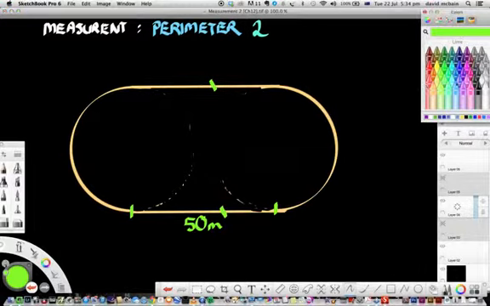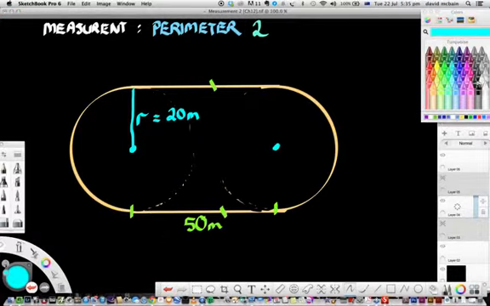Now the other thing I'm going to put in is the radius of this circle. So I'm going to draw a dot in the center. Now this one, remember these circles are the same, so I'll put a dot there as well, and I'll mark that distance as the radius of the circle, and that equals 20 meters. Yep. So R is 20 meters. We have to find the perimeter of this shape.